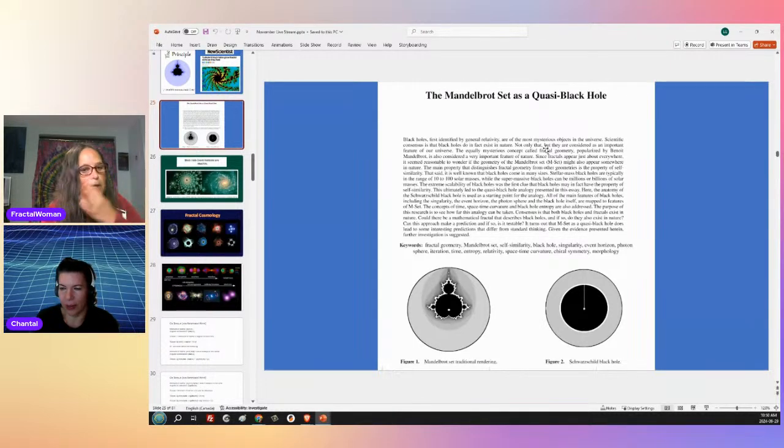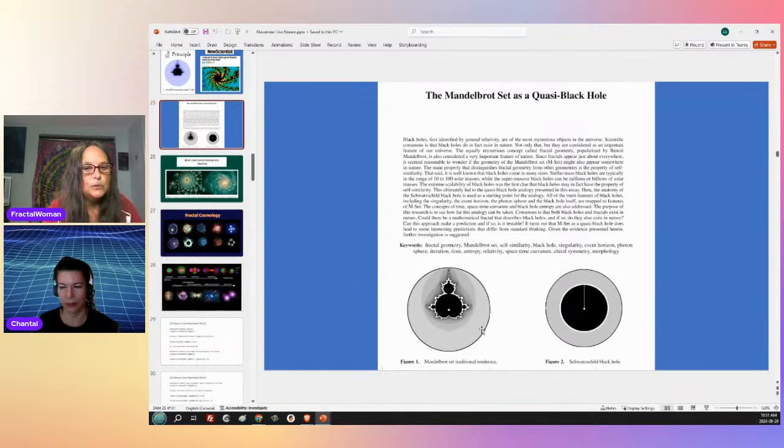Pretend that relativity didn't exist: could we still intuit the existence of black holes? Could we still guess that there's such a thing as a black hole? The Mandelbrot set is very much like a black hole. It's got this central region where the points converge, they never escape. So you've got a black hole, you have an event horizon, and you have a photon sphere.